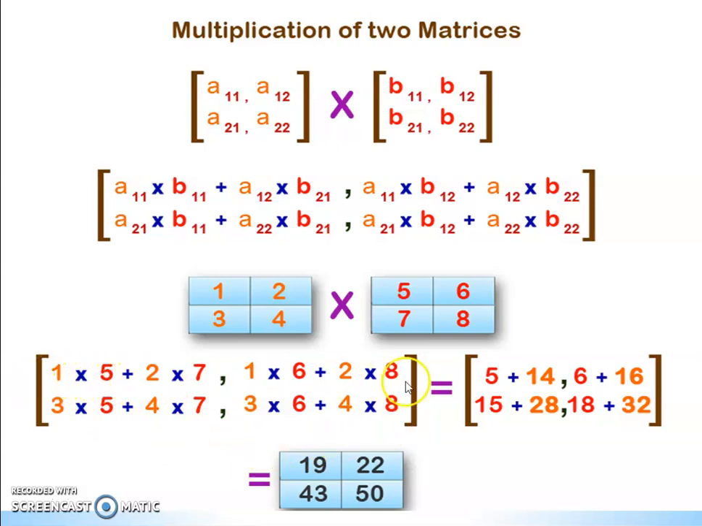So, 1 into 5 is 5, 2 into 7 is 14, 1 into 6 is 6, 2 into 8 is 16, 3 into 5 is 15, 4 into 7 is 28, and 6 into 3 is 18, plus 4 into 8 is 32. So 5 plus 14 is 19, 6 plus 16 is 22, 15 plus 28 is 43, and 18 plus 32 is 50. We derive the final answer of the 2 by 2 matrices in the form of a matrix. So always remember: first row first column, first row second column, second row first column, and second row second column.